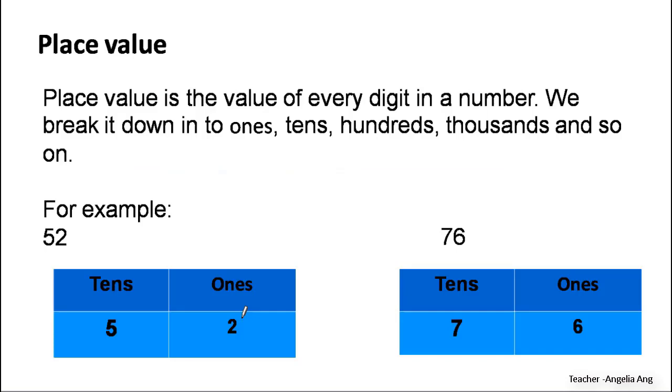Place value. Place value is the value of every digit in a number. We break it down into ones, tens, hundreds, thousands, and so on. For example, 52. It breaks down into 5 tens and 2 ones. Another example, 76. It breaks down into 7 tens and 6 ones.